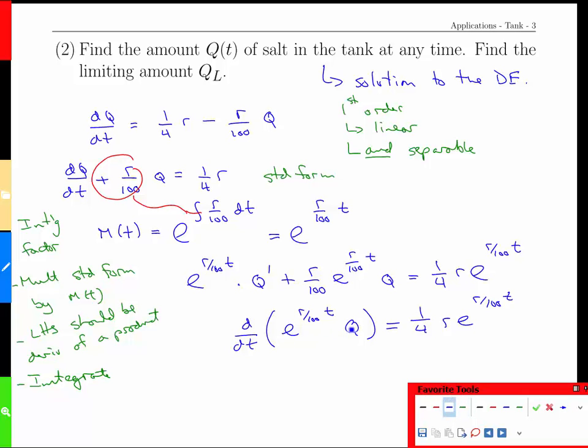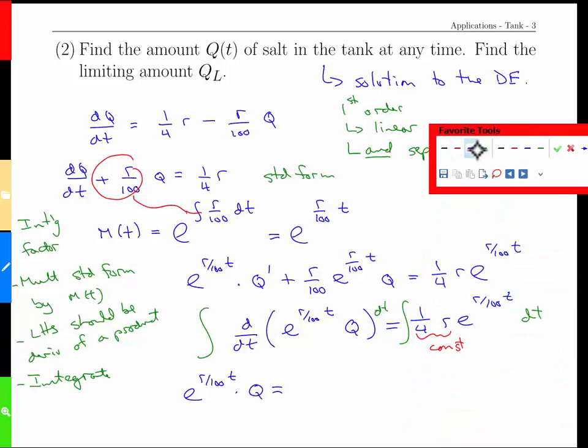We integrate with respect to time on both sides, and lo and behold, the integral and the derivative are inverses, so we end up with our exponential times Q. On the right hand side, careful what we're integrating, t is our variable, so these are all constants out front. What we get is 1/4 r, which is a constant, times e to the r over 100 t divided by r over 100, plus a constant at the end there.